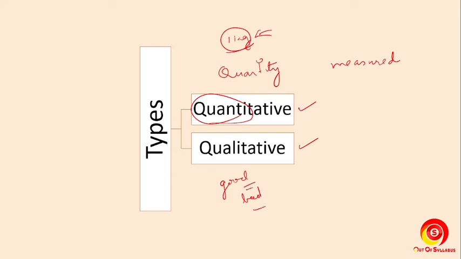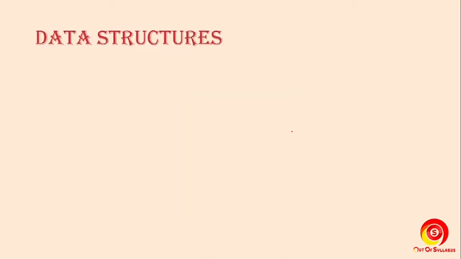Good, bad, such terms cannot be expressed in quantity or cannot be measured. You cannot measure how much good, how much bad. No, you can't do that. So such an expression of data can be termed as qualitative data.